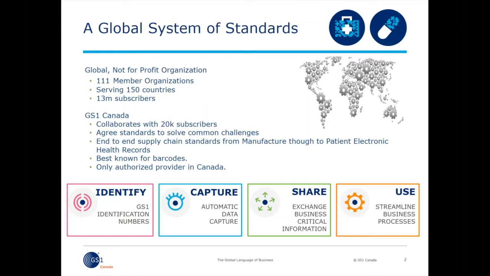GS1 is a global, not-for-profit organization providing unique identification standards to over 150 countries, serving over 13 million subscribers across multiple industry sectors. GS1 Canada is one of the 111 member organizations with a subscriber base of over 20,000 organizations. Best known for retail barcodes, for which we are the only authorized provider in Canada, we also offer solutions and standards for supply chain from manufacturing to electronic health records.